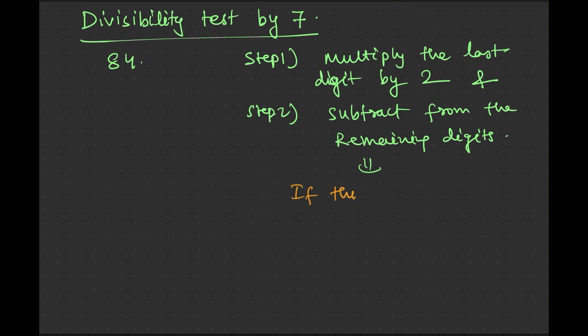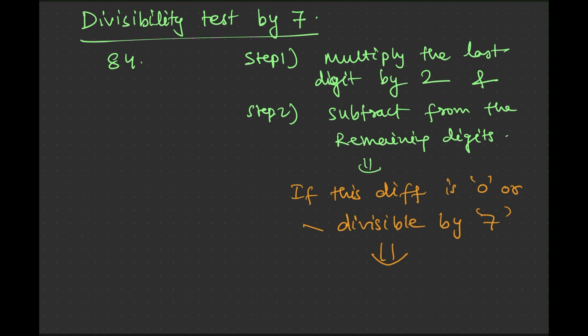If this difference is 0 or divisible by 7, then our number will be divisible by 7. So let's see.